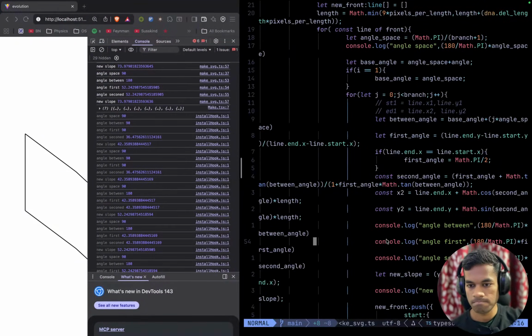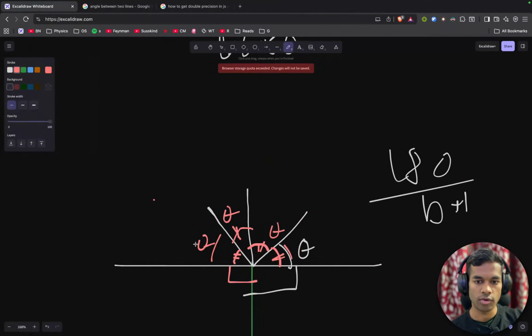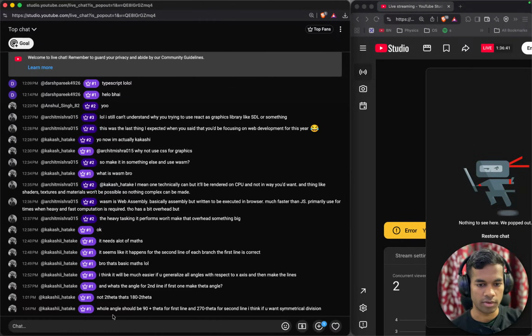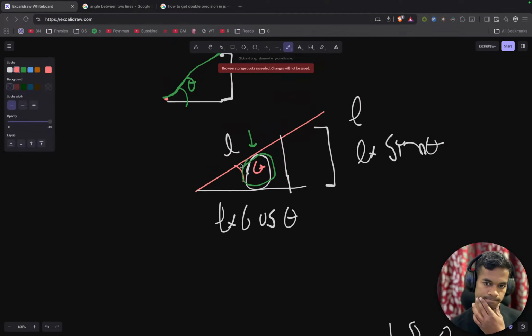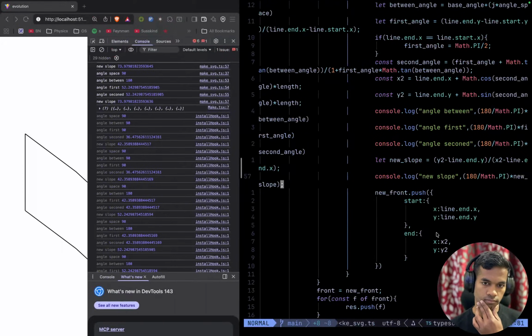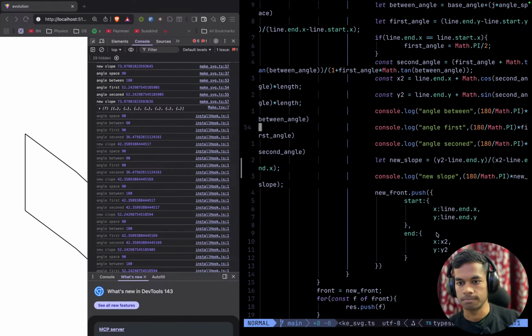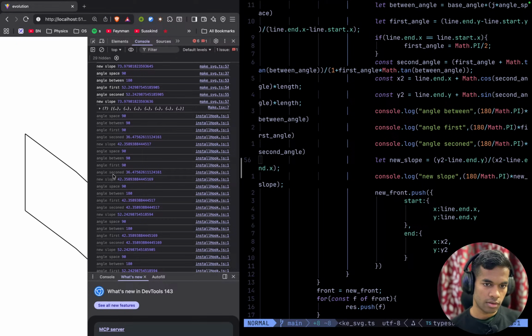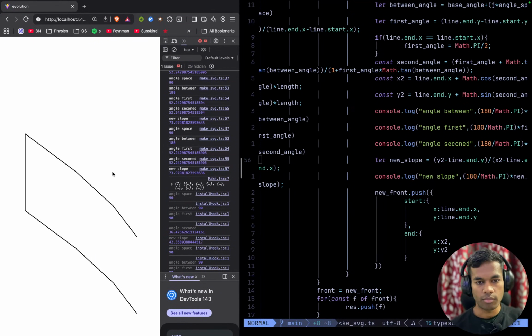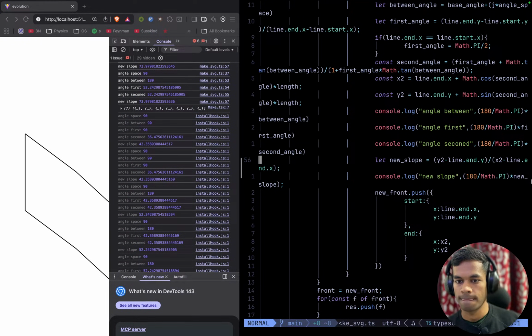Now the problem is precision. The new slope is not equal to the slope in which we are moving forward. New front dot push start. And yes, that is the reason, since the original slope that we moved into and the slope that we are getting afterwards with the direction in which the point actually moved, that second slope is higher. That is why these lines are going downwards, and that is not good. Precision problems.